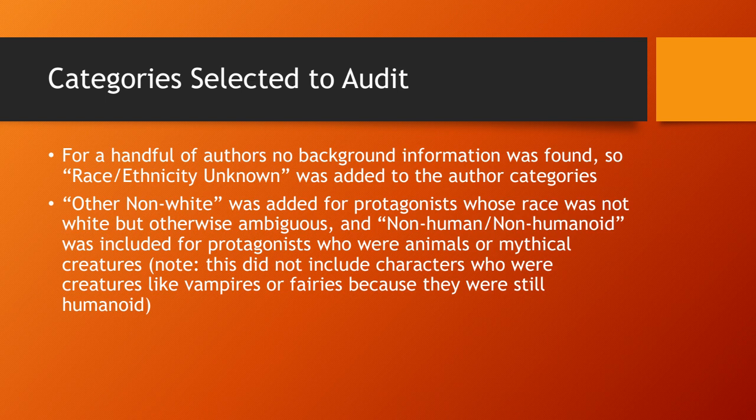And other non-human humanoid was included for protagonists who were animals or mythical creatures. For example, Call of the Wild was one of the books and the protagonist is a dog, so he's non-human. However, this did not include characters who were creatures like vampires or fairies, because yes, they're mythical fantasy creatures, but they're still humanoid.